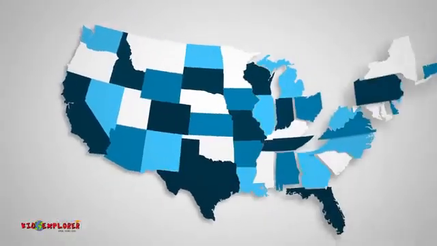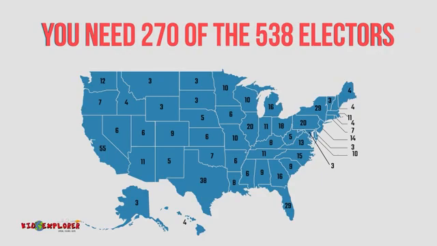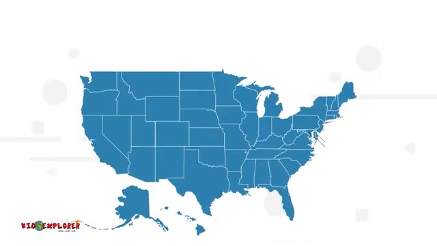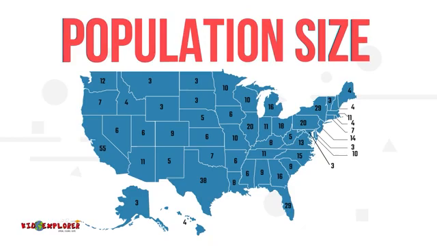The Electoral College consists of 538 electors. And to win the election, you have to have at least 270 of those electoral votes. So, what are electors? Each state is given a certain number of electors based on the state's population size.